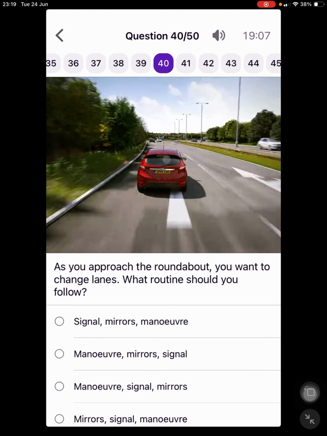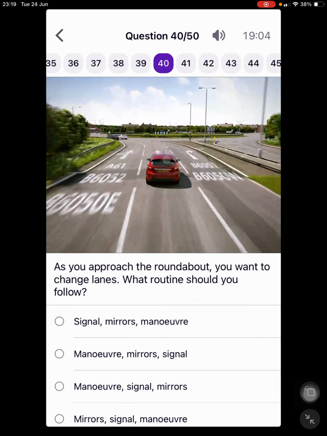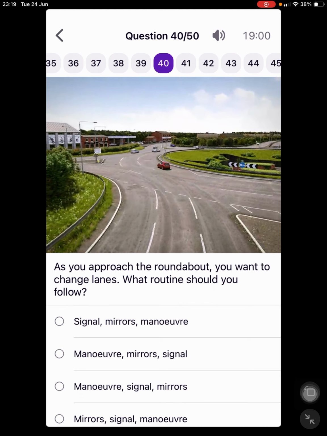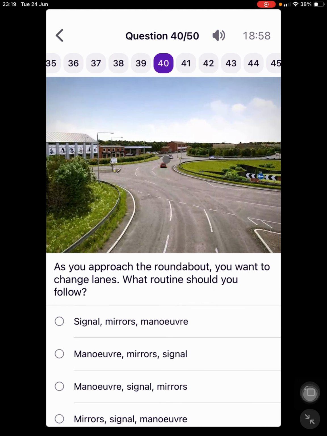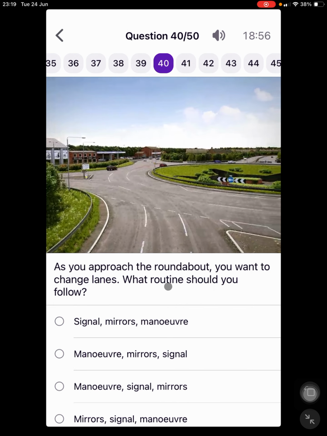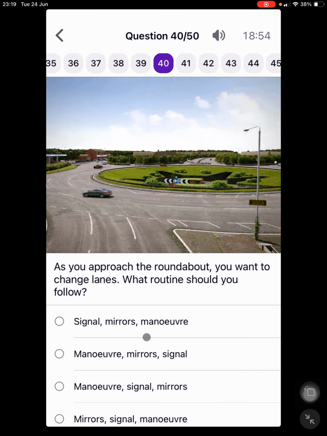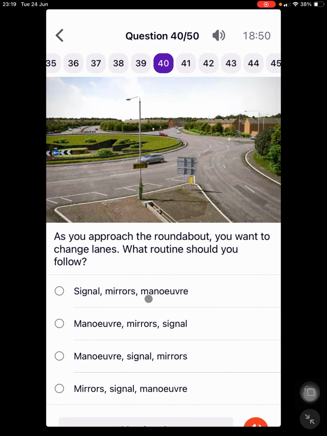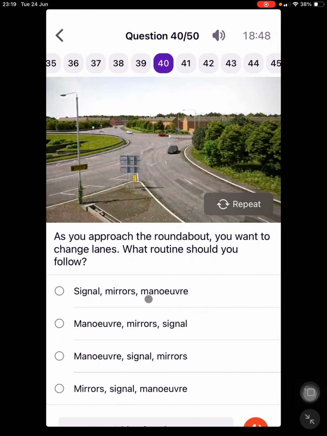As you approach the roundabout, you want to change lanes. What routine should you follow? Signal, mirrors, maneuver. Maneuver, mirrors, signal. Maneuver, signal, mirrors. Mirrors, signal, maneuver. Okay. What should you do when you're changing lane? When you're changing lane, first, what do you have to do?